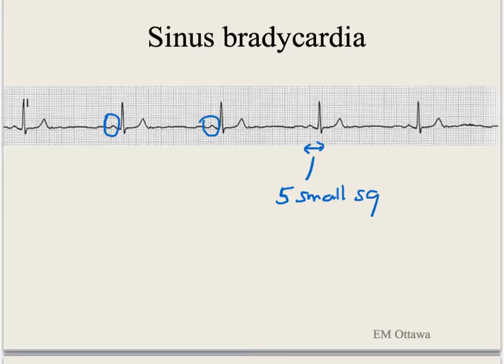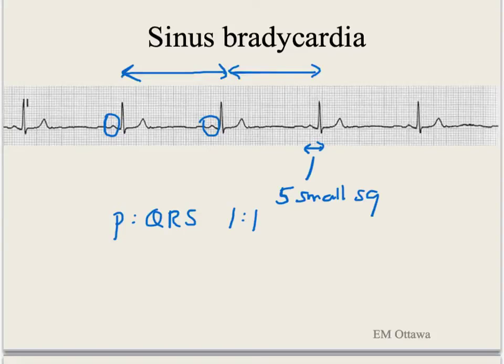What about the relationship between P wave and QRS complexes? You can see that there is a P before each QRS and a QRS after every P. What about the RR interval? They look like they're regular, and QRS is narrow.